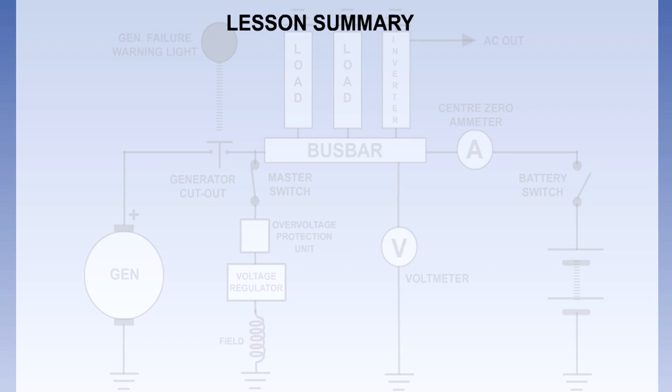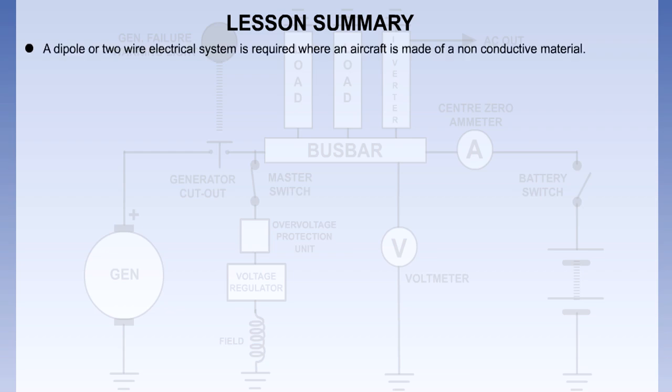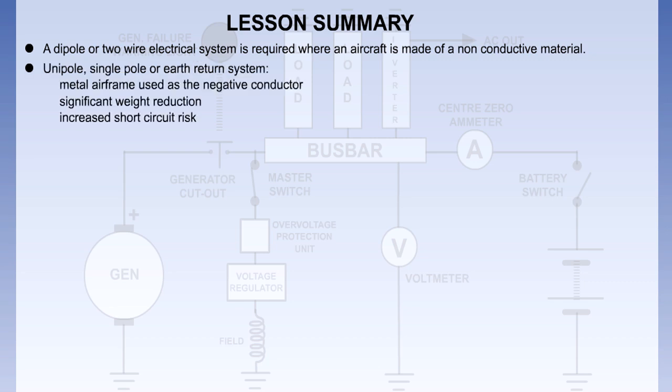That is the end of the lesson. Here is a summary of the main points. A dipole or two-wire electrical system is required, where an aircraft is made of a non-conductive material. In a unipole, single-pole or earth return system, the metal airframe is used as the negative conductor, completing the circuit for the current flow. This type of system produces a significant weight reduction. However, there is an increased short-circuit risk.